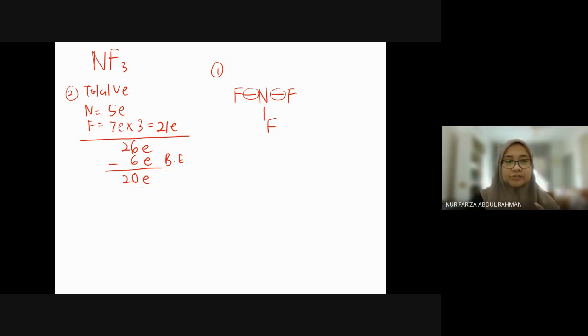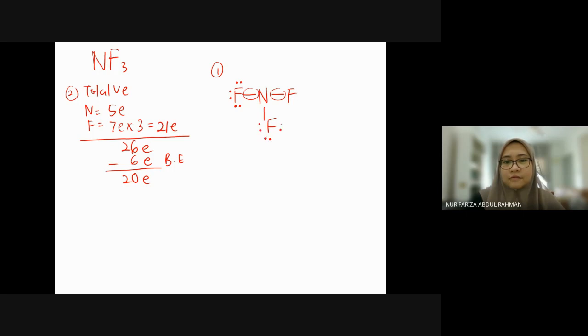So these 20 electrons next will be distributed to the terminal atoms. Kena follow step tu. Dia tak boleh terminal atom dulu baru buang bonding, tak boleh. Dia kena bonding, then only you go for terminal atom. Kita octetkan the terminal atom. So how many do we use? So we use 6 for each of the fluorine, because 6 and then plus 2, it is equal to 8. So this fluorine is now octet. So 2.